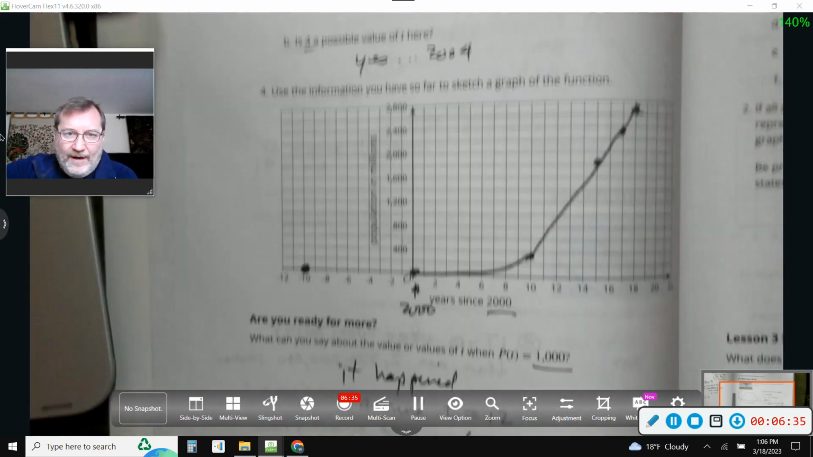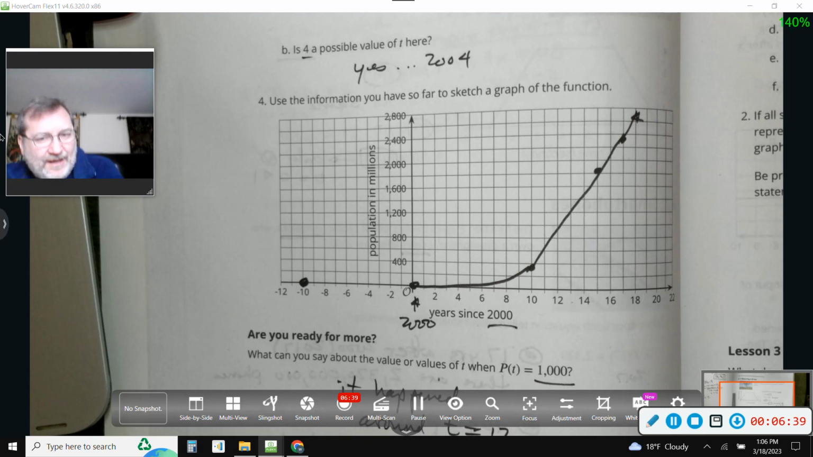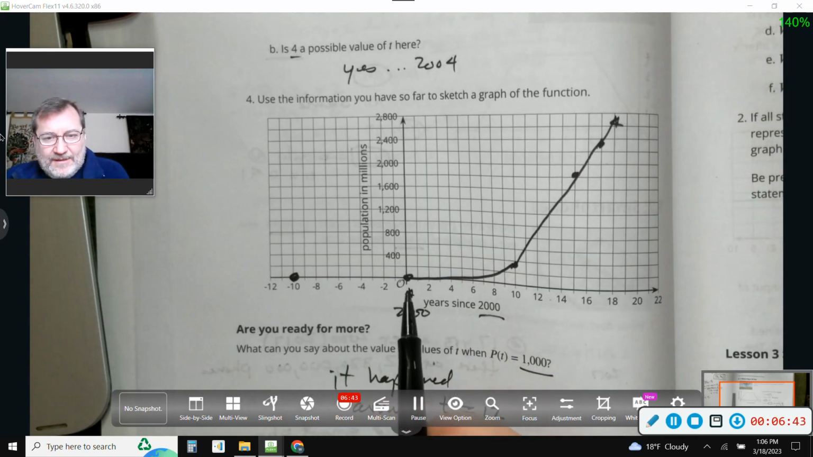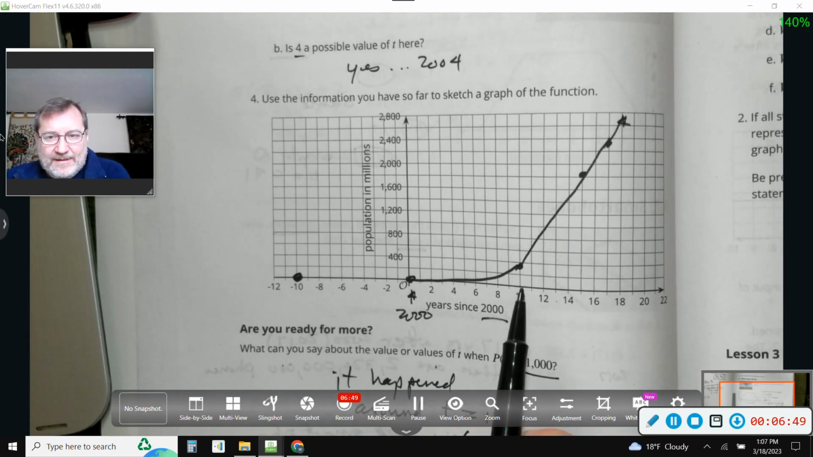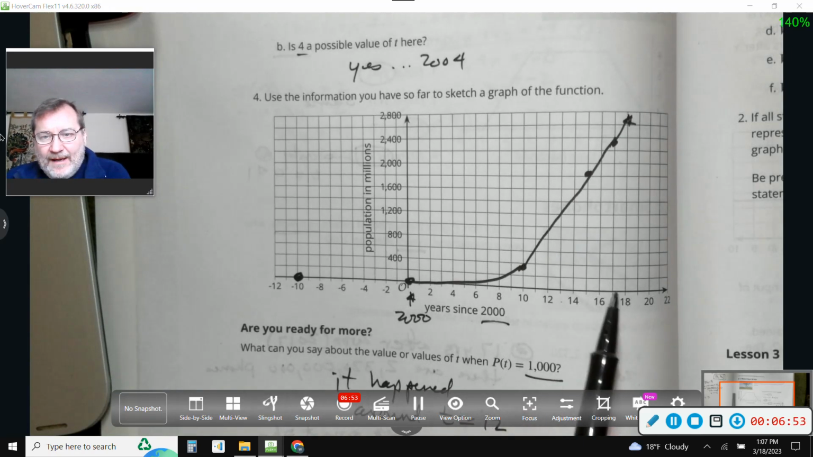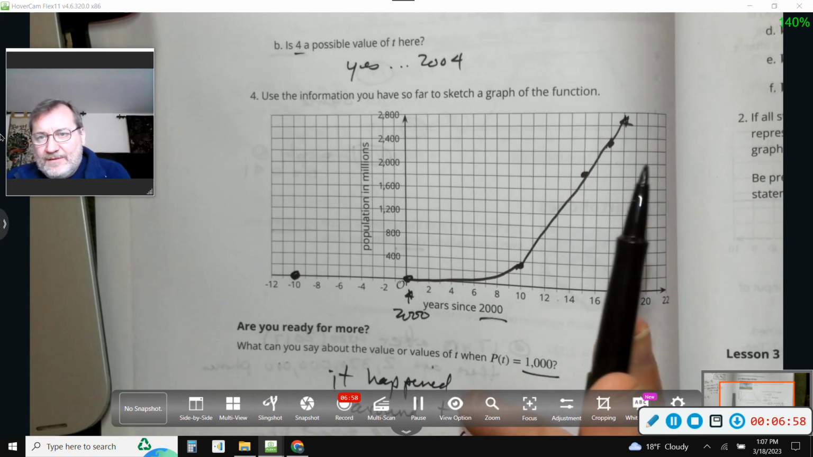And we got a little graph down here. Use information you have so far to sketch the graph. So we have a bunch of points that we have. We had f at -10, there was 0. We said 2000, there was 0. And at 2004, we're like right here. And we had one at 10, we had a number. At 15, we had a number. At 17, we had a number. So it just kind of goes off and takes off like that.